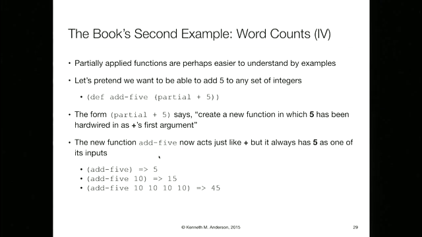Right? So now I've created a new function which has 5 hardwired in as plus's first argument. So now if I say add 5 by itself, plus is being called but with just the number 5, so it just returns 5 plus 0. If I pass in 10, it will take 5 plus 10. And if I add in 40, I get 45, right? Because the 5 is just hardwired in.